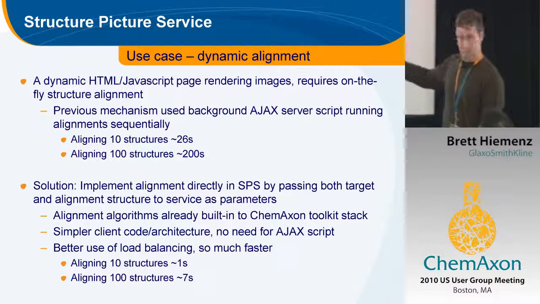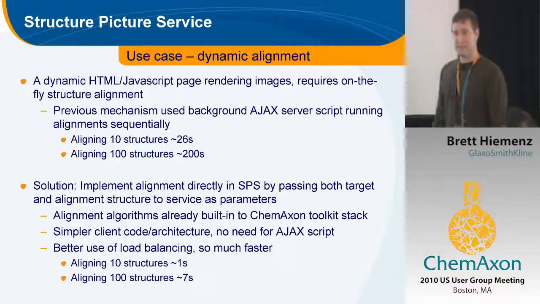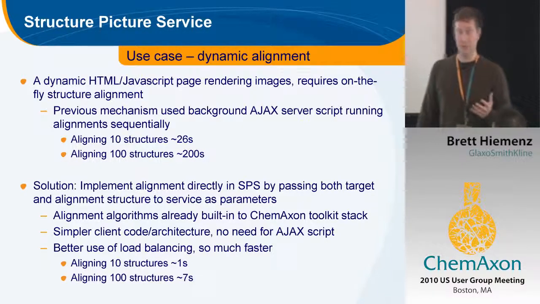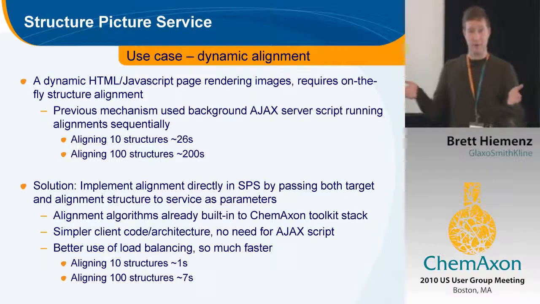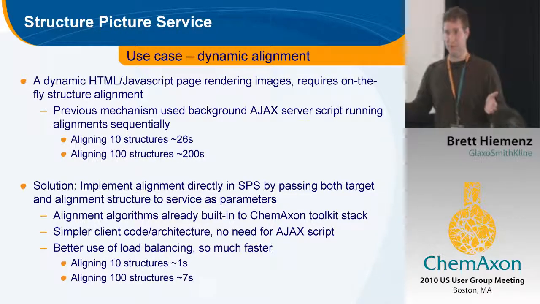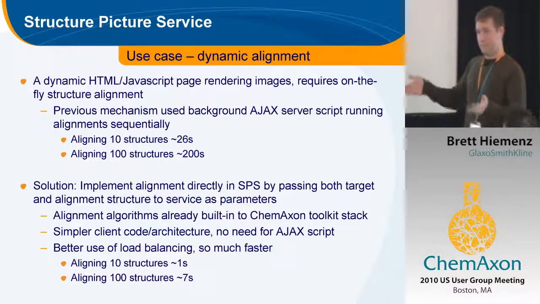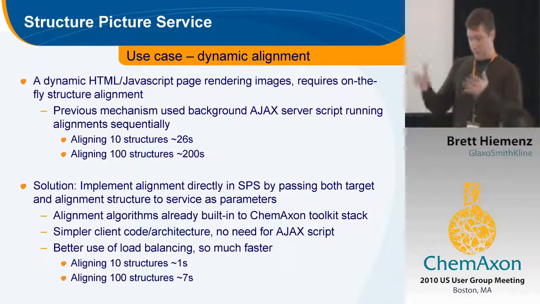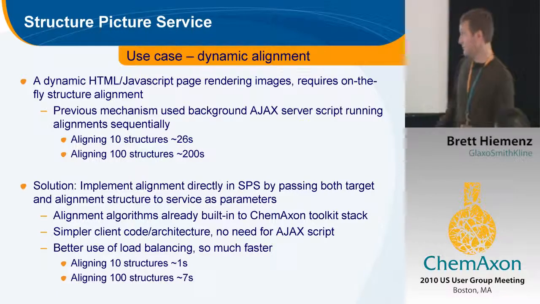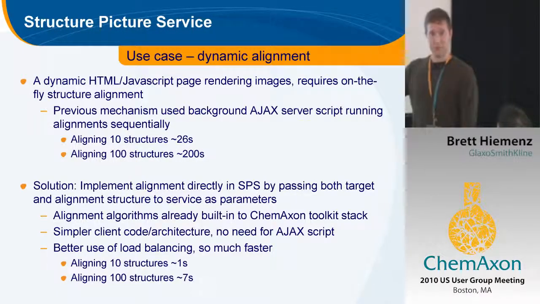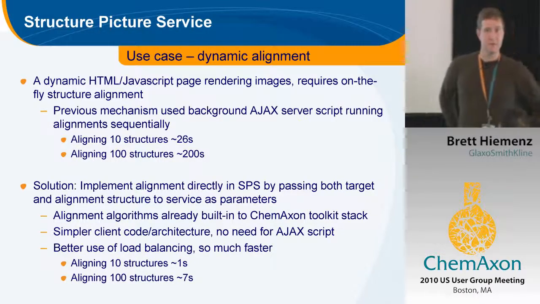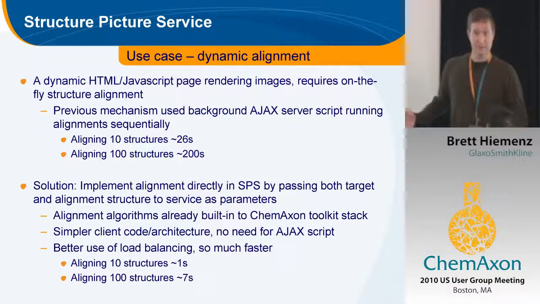But with this new thing in place, and ChemAxon's built-in ability to do alignment, all we had to do was add an argument to the structure picture service and basically let the server side take care of the business. We ended up with the structures aligned as we needed, and it was a much more performant result. It went down to 7 seconds for 100 structures, which we considered to be pretty good.